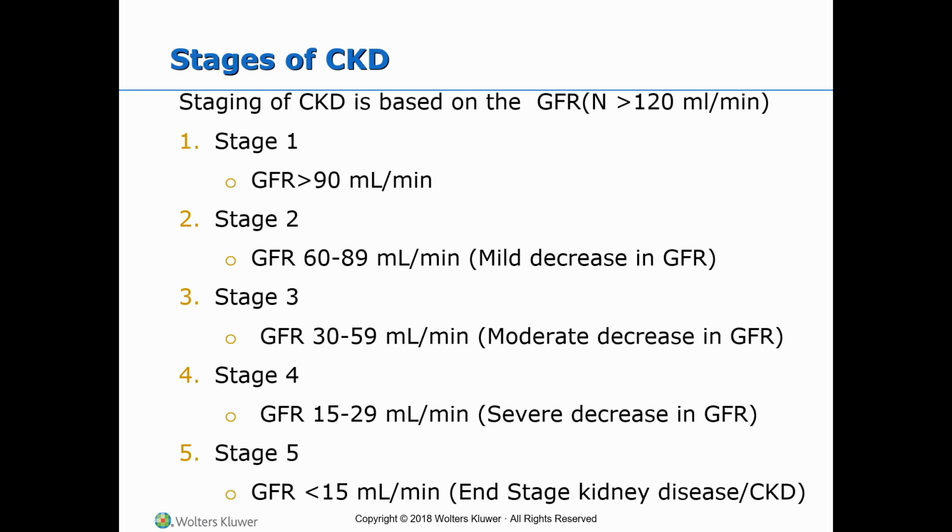Microalbuminuria is less than 300 milligrams per 24 hours of albumin in urine, and macroalbuminuria is more than 300 milligrams of albumin in urine in 24 hours. Normally, there is no albumin or glucose in the urine.